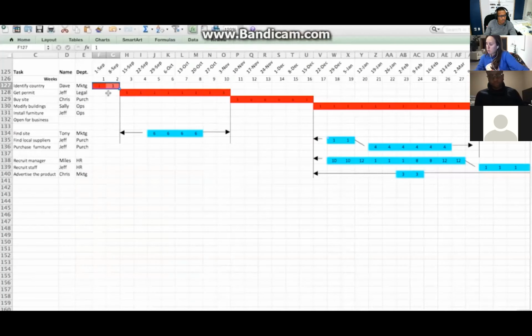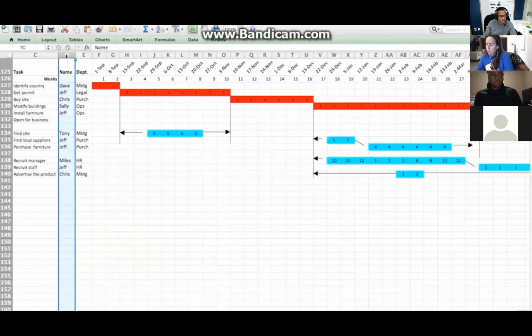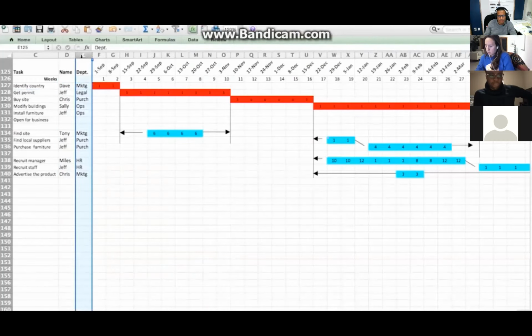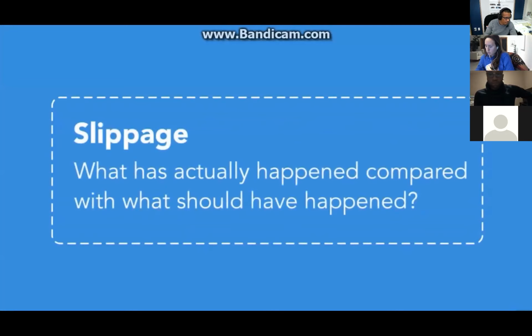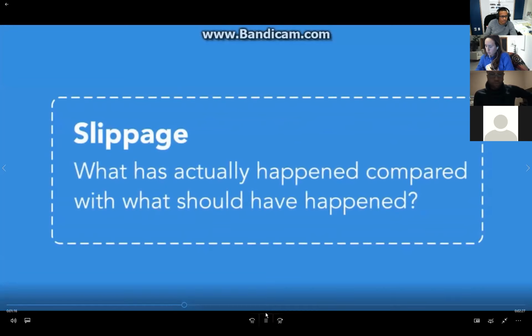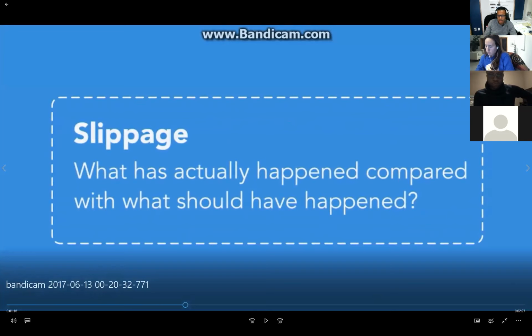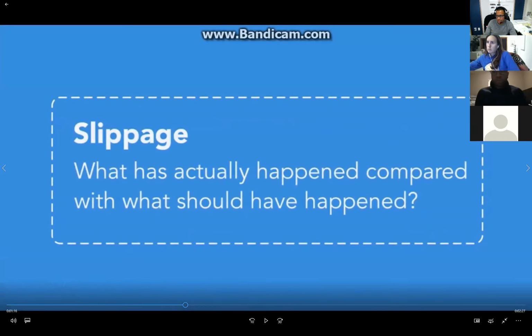So why is it drawn coming down in steps? Well, the main reason is that you then have everything on its own line. So you can have extra columns off to the side for who's doing each task, which department they're in, that sort of thing. It also means that you can show slippage, what has actually happened compared with what should have happened. So this is a very good term to know, slippage: what is actually happening versus what should be happening.